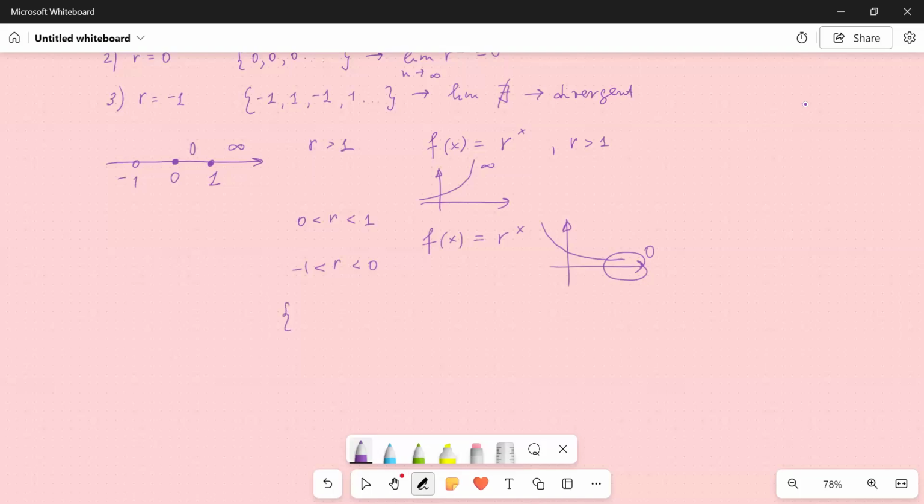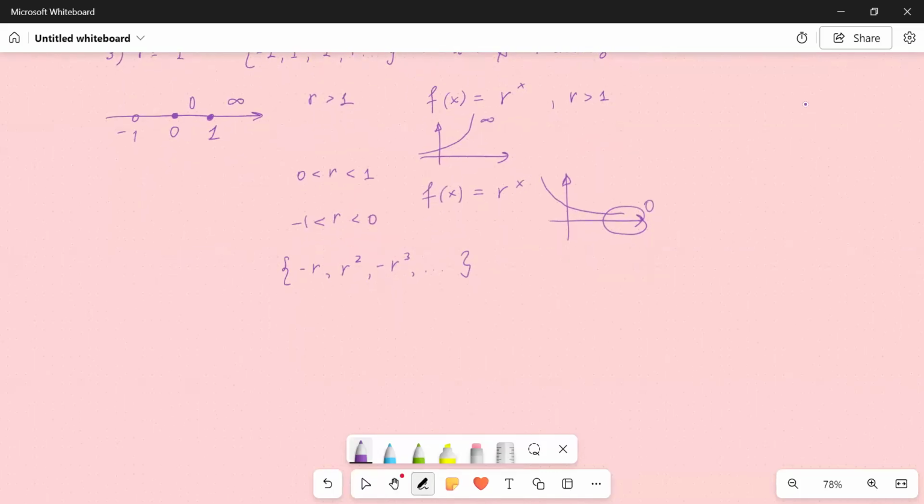If it's a negative number, when you raise it to different powers, it's going to be an alternation of sign: plus, minus, plus, minus. So the first one is going to be -r, the second one is going to be r squared, and -r cubed, and so on.